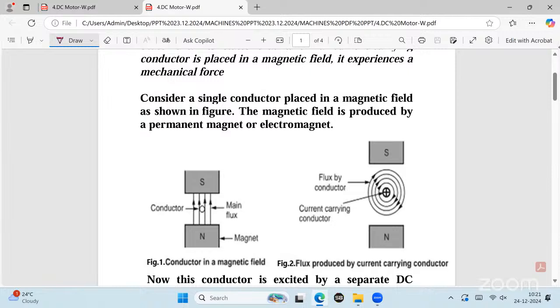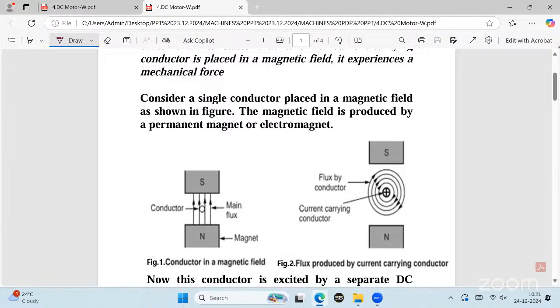Now I need the definition of a motor. The statement is completed. What is the input given here? Voltage. Because of voltage, what will flow? Current. Can I say the input is electrical? Yes, it is electrical. What is the output? Rotation.